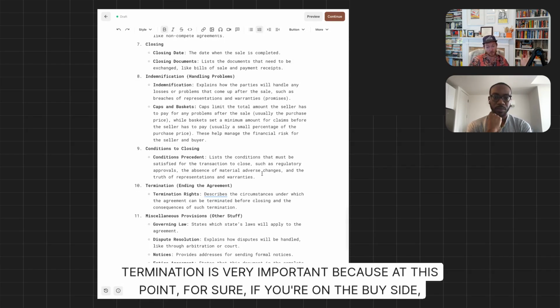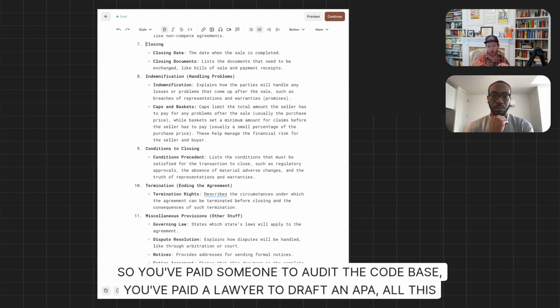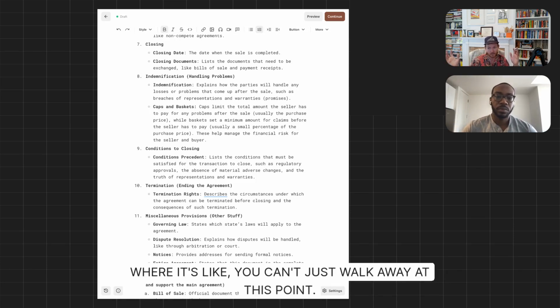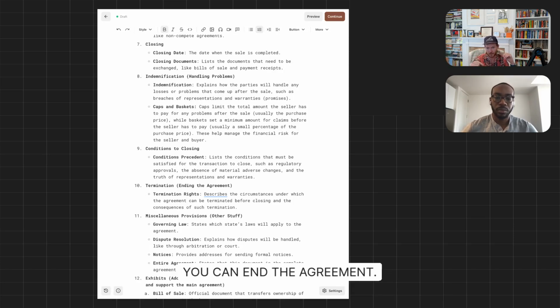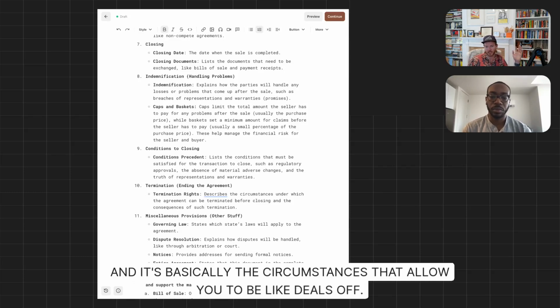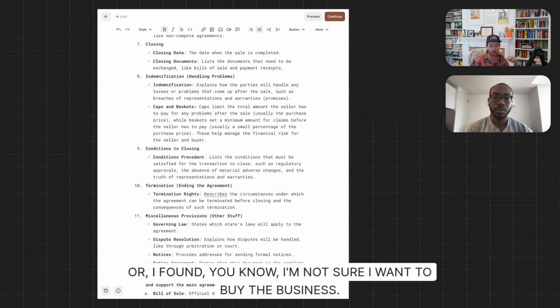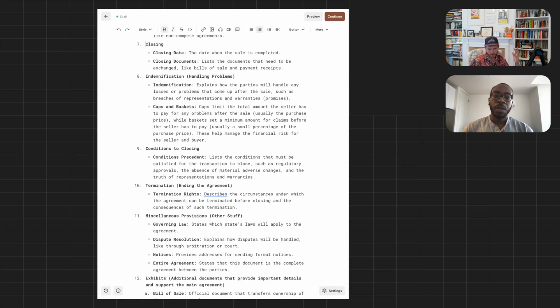Termination is very important because at this point, for sure, if you're on the buy side, you've incurred costs. So you paid someone to audit the code base, you've paid a lawyer to draft an APA, all this other stuff, just like with a house, right? Where it's like, you can't just walk away at this point. Basically there has to be defined reasons where you can end the agreement. So those are called termination rights. And it's basically the circumstances that allow you to be like, deal's off. Because at this point, both parties have invested and you can't just be like, actually, I've gotten cold feet. I don't want to sell it anymore. Or, I'm not sure I want to buy the business. It's like, nah, dude, you can only kill the deal for these 5 reasons. And that ain't one of them. Right. The deal proceeds. Cool. Good. Yep. All right.